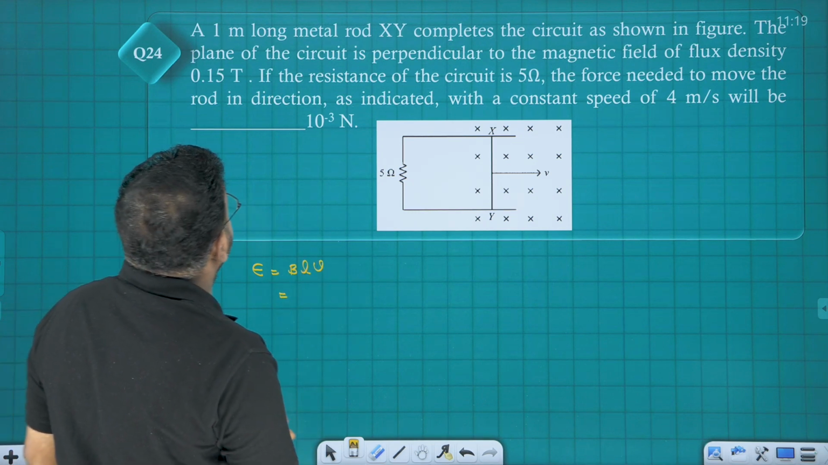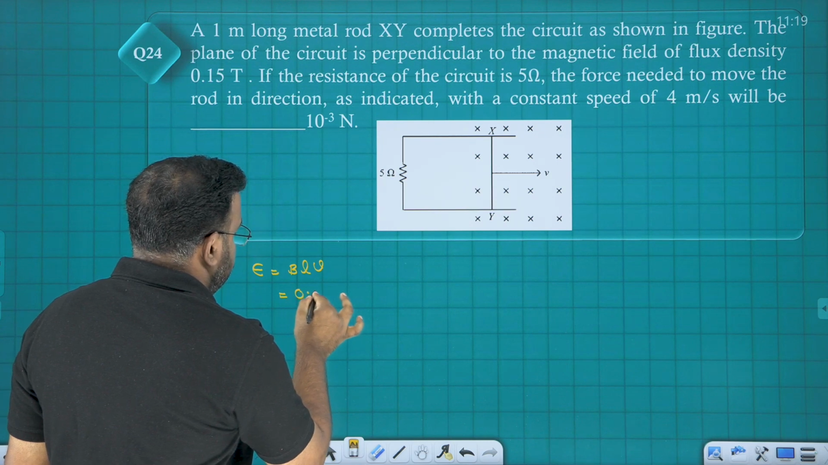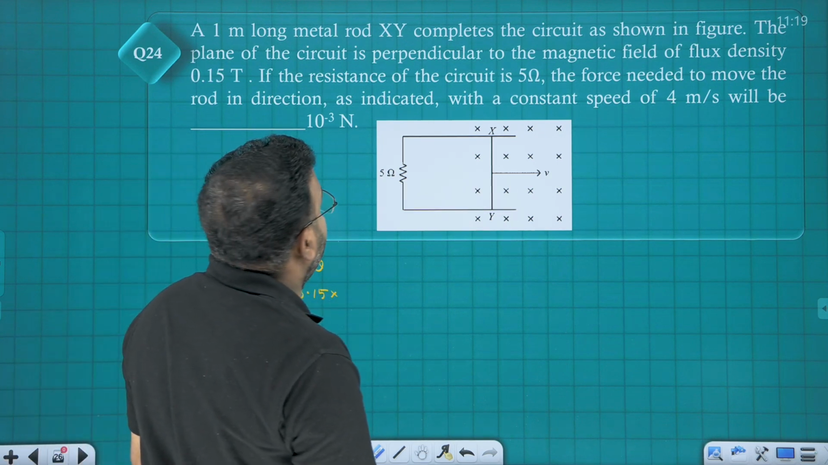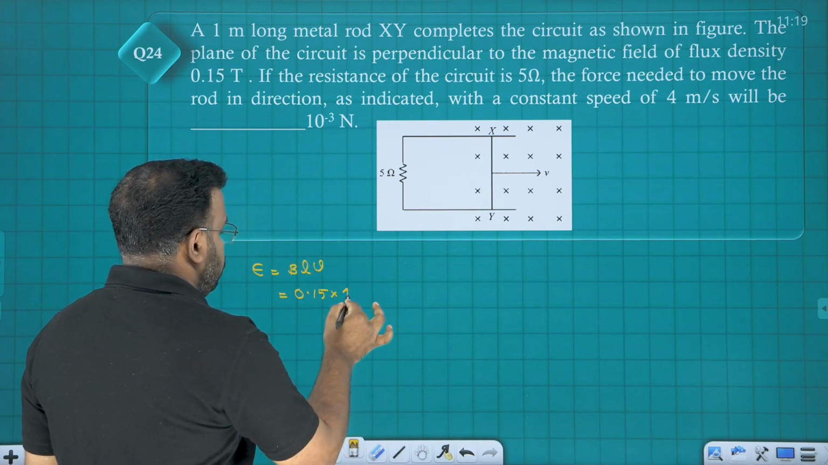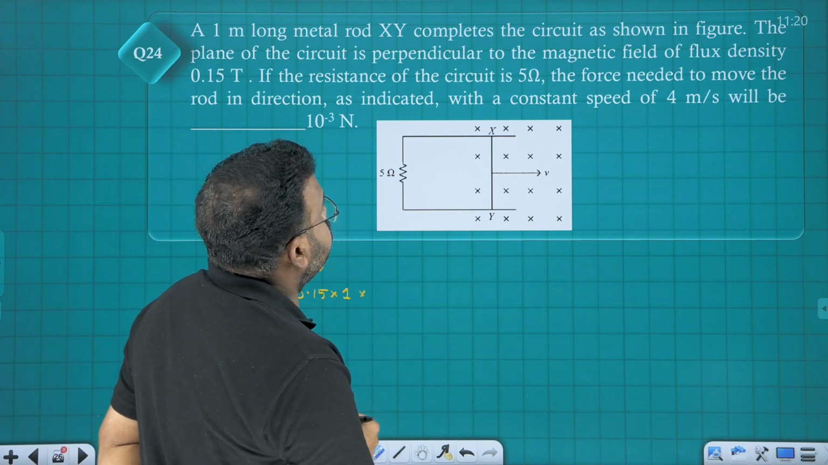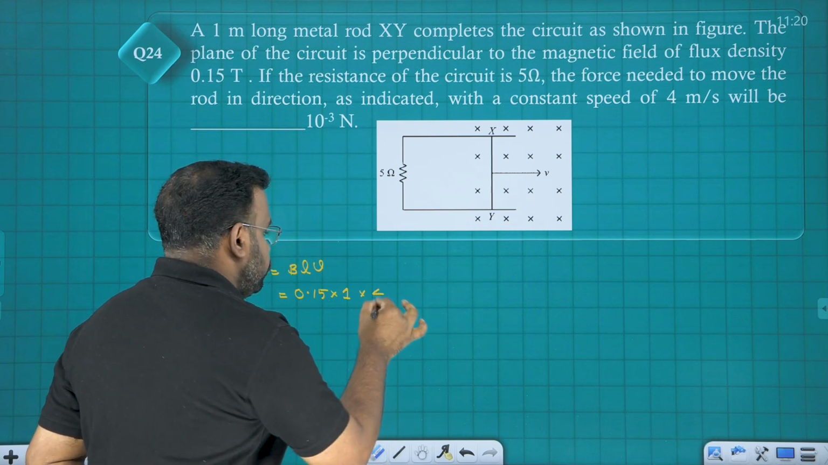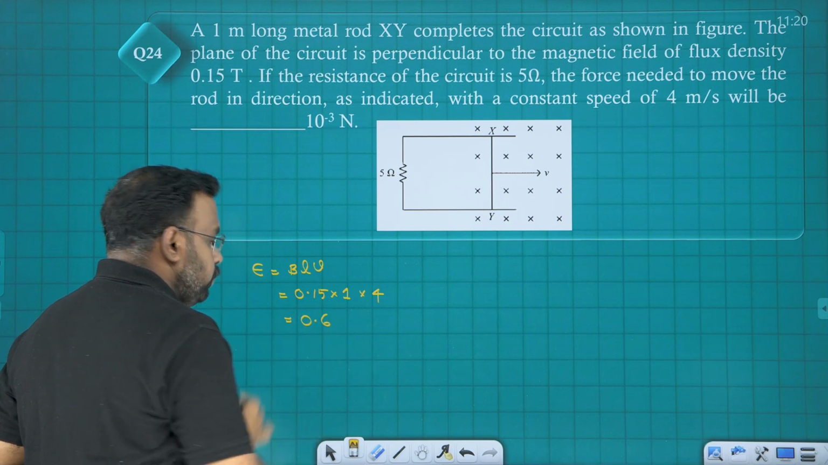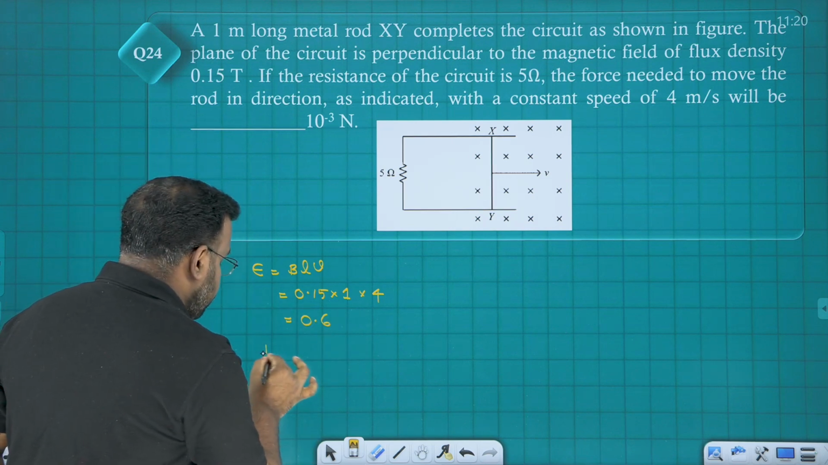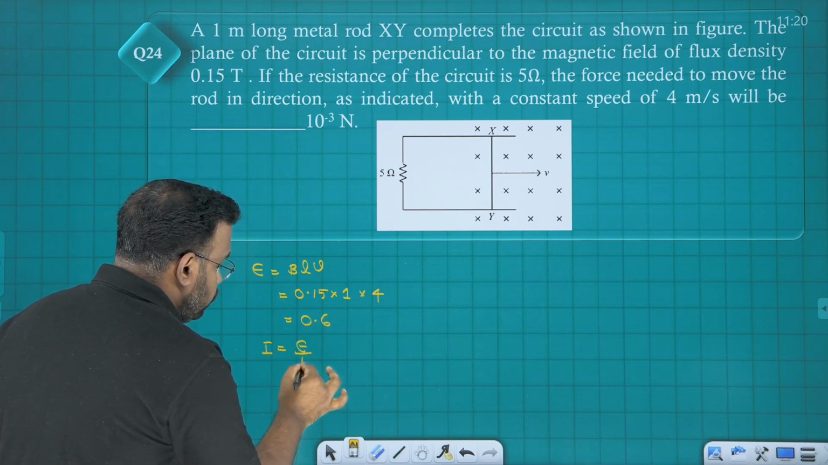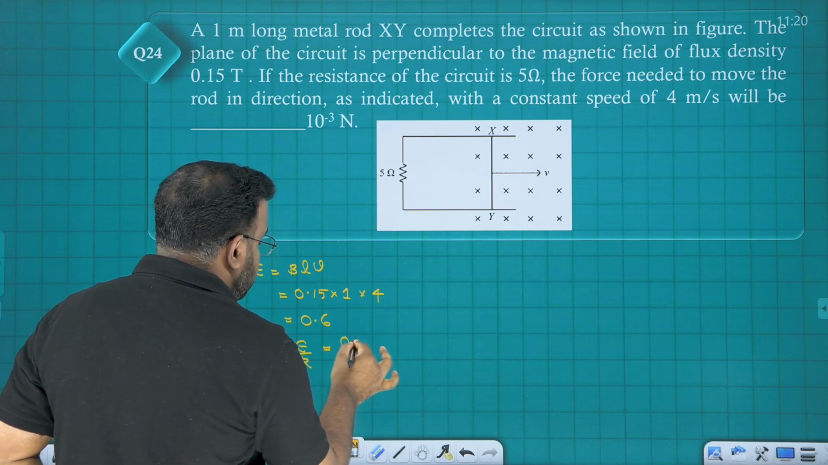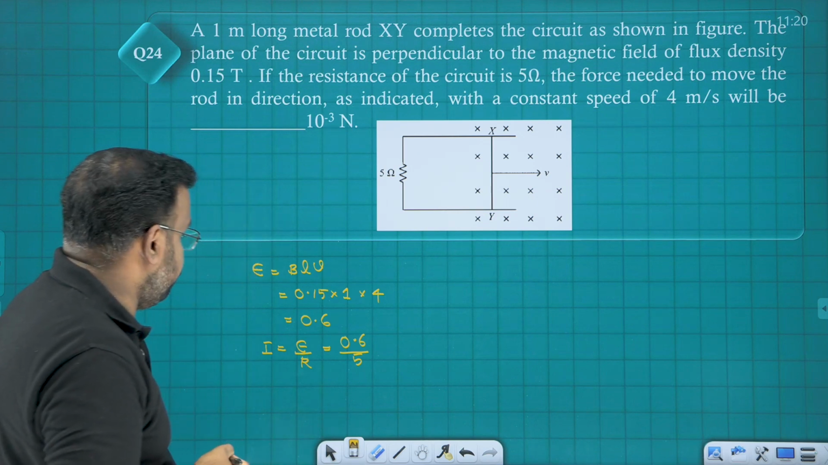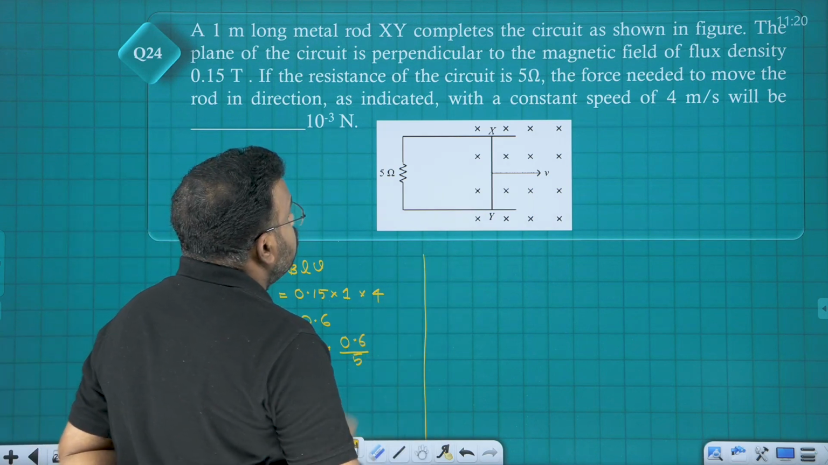So let's substitute. What is B? 0.15, into length. Length is given as 1 meter long, into velocity 4 meter per second. So we get this as 0.6. This is EMF. Then I is equal to what? E by R, EMF by resistance, which is equal to 0.6 divided by 5. This is I.